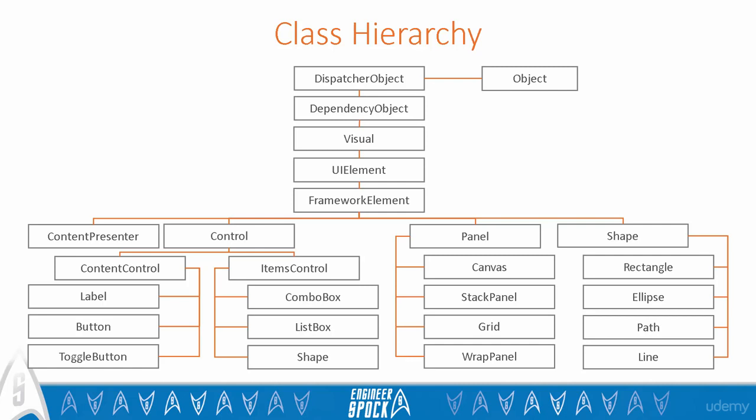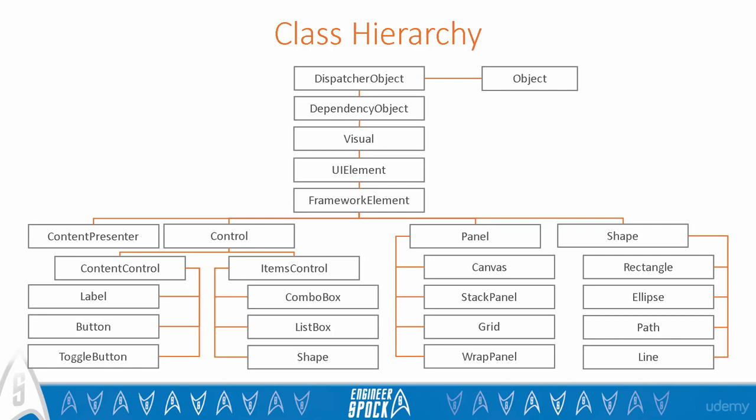Framework element extends layout features of UI element and adds support for features like data binding, animation, and styles. It also supports key properties like horizontal alignment, vertical alignment, and margin. Content presenter is a placeholder for the arbitrary content which can be placed in the content controls, such as buttons. You'll see what that means very soon.